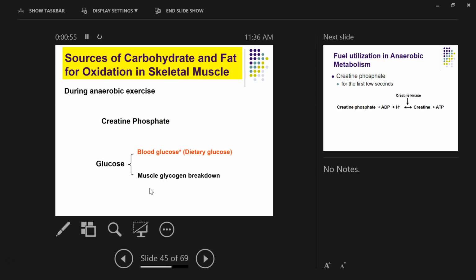Again, the sources of carbohydrate and fatty acids for oxidation in skeletal muscle during anaerobic exercise are mainly creatine phosphate and glucose. The glucose is mainly from muscle glycogen breakdown. Of course, glucose already present in the circulation can be quickly taken up into the muscle, and that can also help. But I wanted to let you know that fatty acids definitely are not the energy source for anaerobic exercise, because they cannot be oxidized.